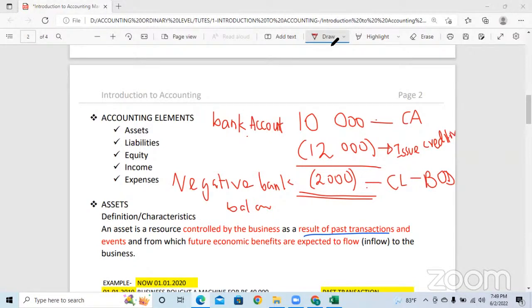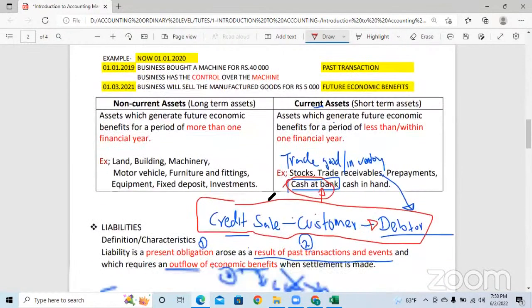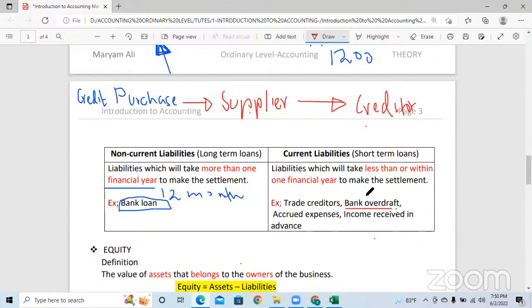Okay? Negative means, now this was a positive balance, but after you had issued the check to the creditor, your balance became negative. Negative means it's not positive. Negative is where we have to pay money to the bank. If we have to pay, we are liable. That is why we say it's a current liability. If we have to pay money, we are liable to the bank. If we are liable to the bank, that is why we say it's a current liability.